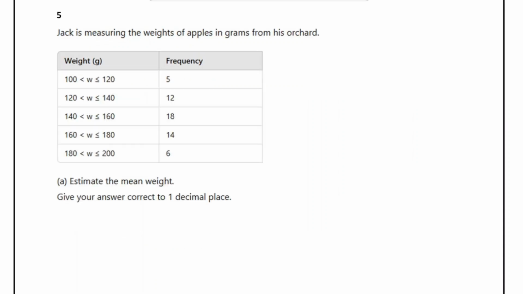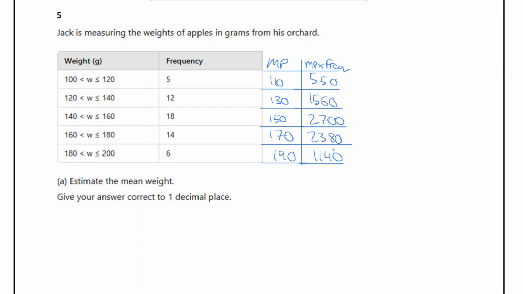Question 5, you need to know how to work out the mean from a group frequency table. First thing we need to do is find the midpoints. Then you need to multiply the midpoint by the frequency. Then we need our totals. So the total of our midpoint times our frequency gives us 8,330. And then the total of all our frequencies gives us 55.